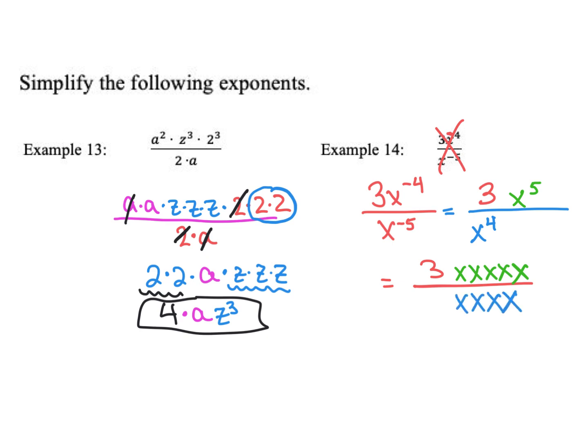Remember, we can always cross out the same on the top and the bottom. So I have an x on the top, x on the bottom, x on the top, x on the bottom, x on the top, bottom, top, bottom. No more on the bottom, so I can't cross anything else out. And I have an x left over, and I have a 3 left over. So what is our final answer? 3x.